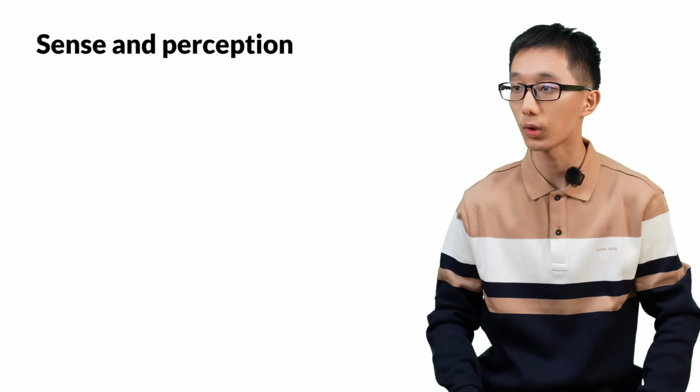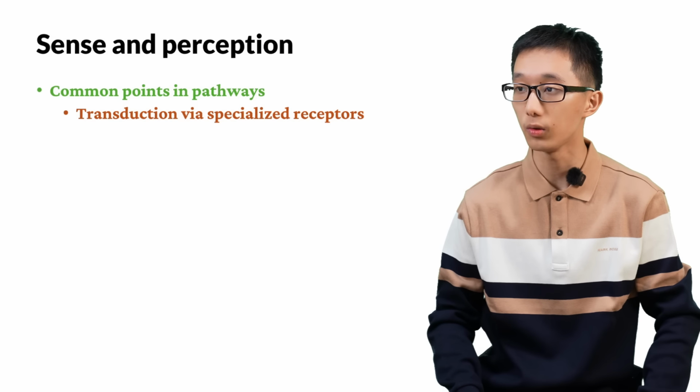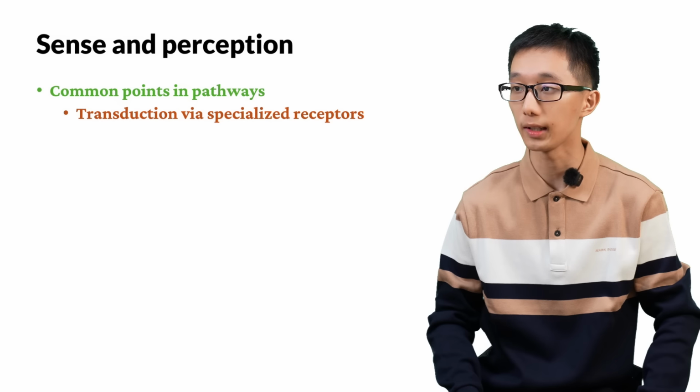From this, we can summarize some common points in the pathways. First, there is transduction via specialized receptors. What is transduction? This is the essence of sense. We need to transduce physical or chemical signals into nervous signals. This process is called transduction, and it is achieved always via specialized receptors, such as photoreceptors in the eye.